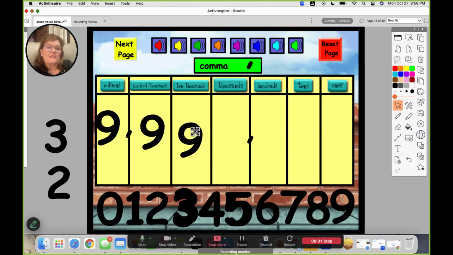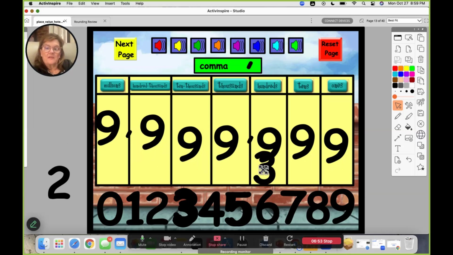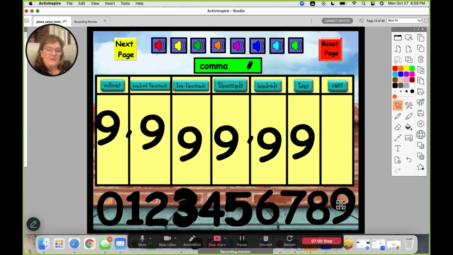Let's do that. And let's see if we can read this number. Okay, let's read it together. 9,999,999. What would this number become if I added 1? If I just added one single 1, what would happen to that number? Anybody have an idea? Because this 9 would become a 10, then this would become a 0.